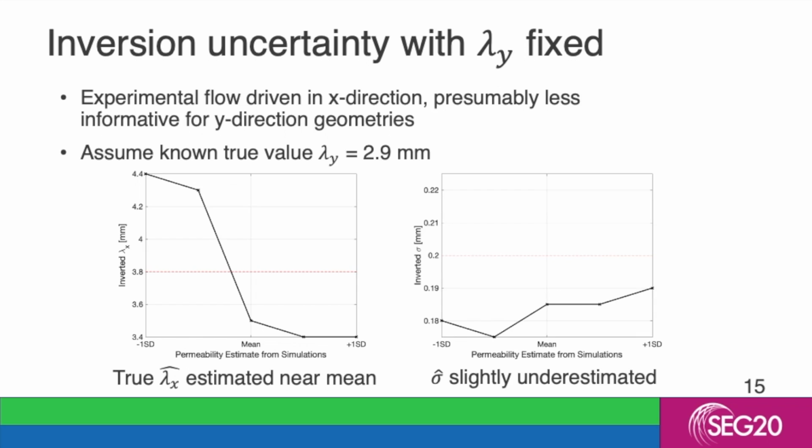and conduct the inversion again. This result shows that the true lambda x is estimated around the mean of all the numerical ensembles. At the same time, 3.6 to 3.8 millimeters seems to be a pretty good uncertainty range for our estimations. And sigma is still slightly underestimated, between 0.175 to 0.19 millimeters. So from this exercise, we can estimate that our confidence is probably lambda x between 3.6 and 3.8, while sigma is between 0.175 to 0.19 millimeters.